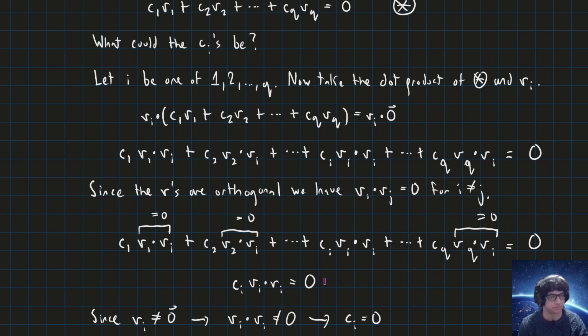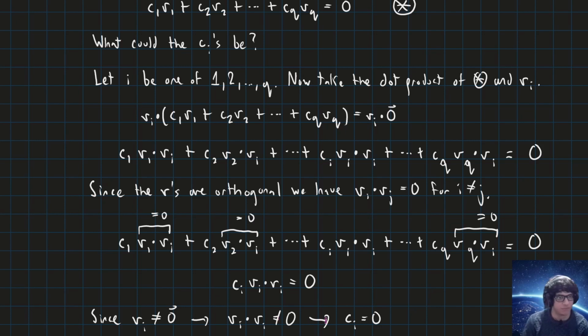So this is all that's left. Well, what is vi dot vi? We don't know, but we know it's not 0. Why? Since vi is not the 0 vector, remember we're assuming the set has no 0 vector in it, that means vi dot itself is non-zero. Remember, only the 0 vector has length 0, and only the 0 vector will be 0 if you dot it with itself. I think that's straightforward from the dot product formula.